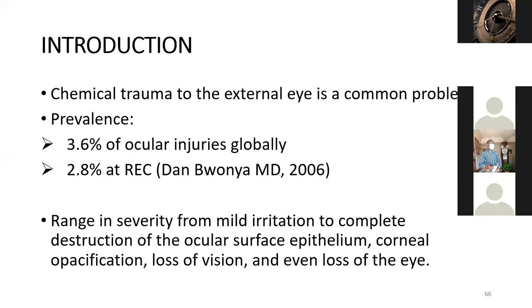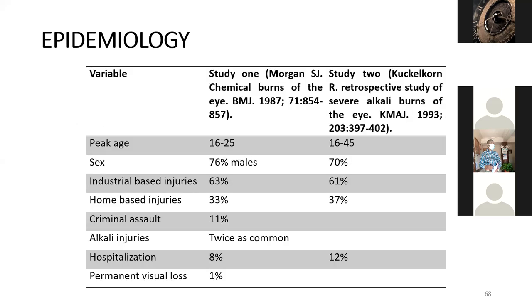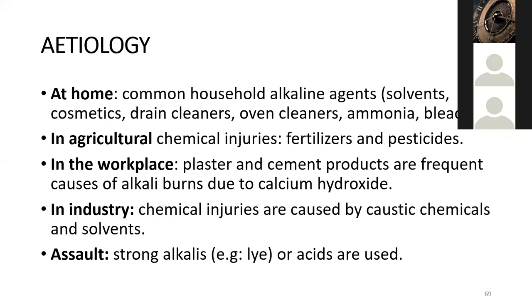This is chemical injuries. Again, in the interest of time, I'm going to let you read it for yourselves. The setting, again, can be at home, in agriculture, in the workplace, in industry, or an assault. I think of all these, the one you are most familiar with is assault, where strong acids are used as a form of revenge. You must be familiar with this.